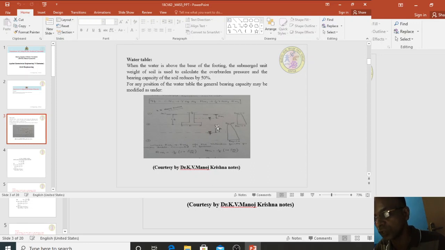The reduction of bearing capacity is calculated by using RW1 and RW2. RW1 will become 1 because above that the soil is saturated, and below that the soil is submerged. RW2 is 0.5. When the water table rises to the top ground level, both the base of the footing and the depth of the footing are under submerged condition. Therefore RW1 is 0.5 and RW2 is 0.5.